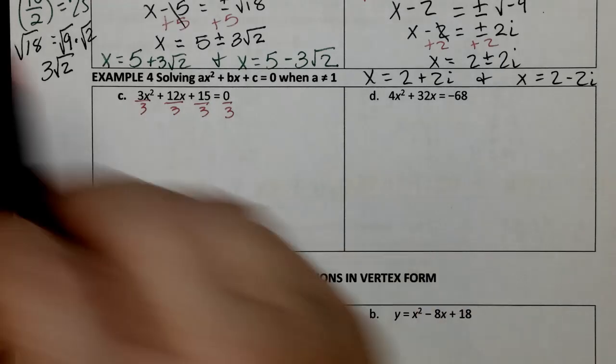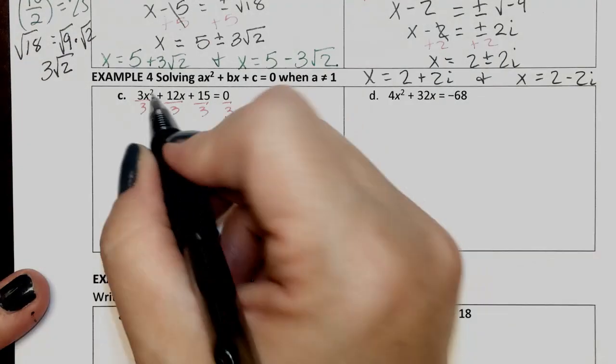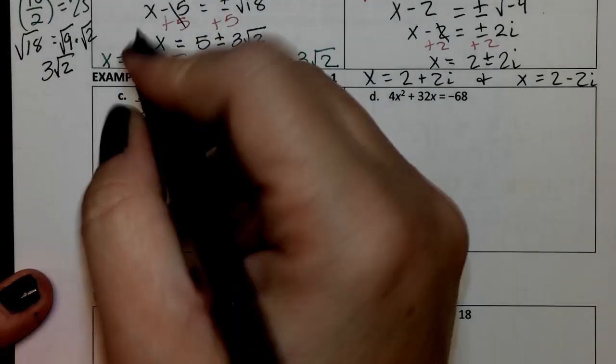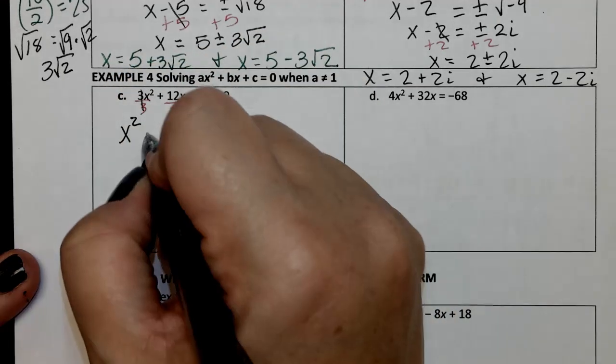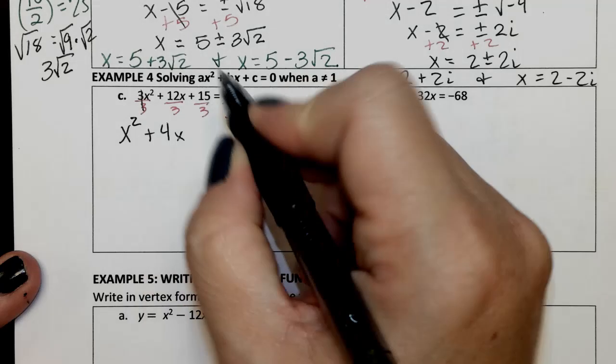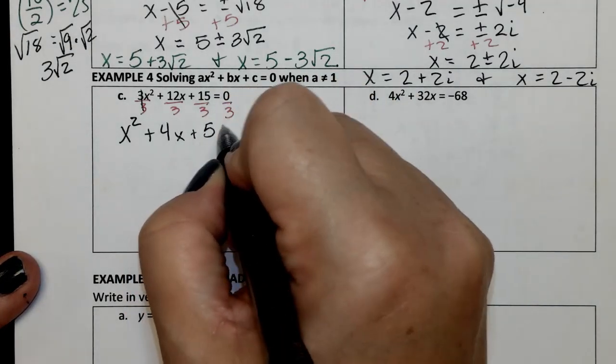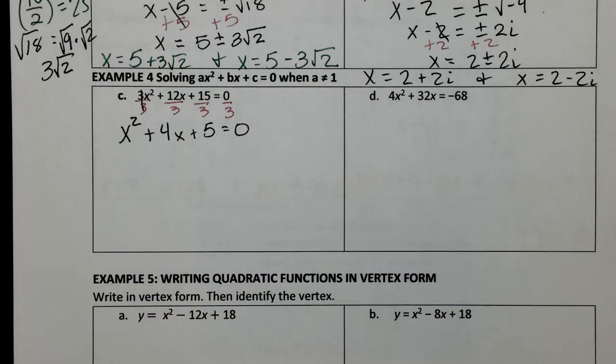All right, so now we're going to go through and we're going to simplify it. So 3 divided by 3 gives us 1. 1x squared is x squared. 12 divided by 3 gives us 4, so we have 4x. And then we have plus 5 equals 0, because 0 divided by 3 is 0. So now I want you to pause the video because now it's the same as the example 3. So I'd like for you to pause the video now and give that a try.